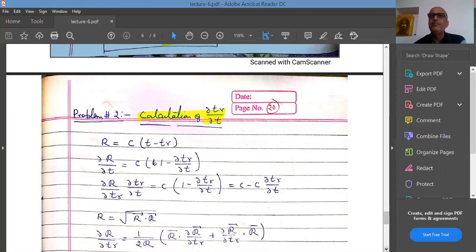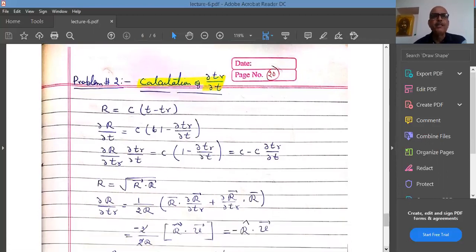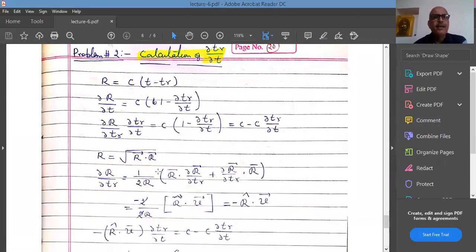The second problem is basically unsolved in Griffiths and the first one is solved there. So you can check both the problems there. So here again I am writing R as square root of R dot R vector. So R dot R vector under the square root will give us mod of R.